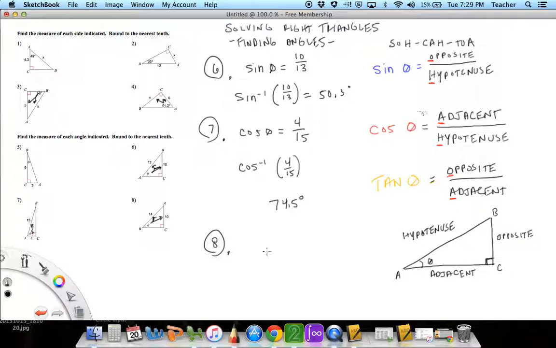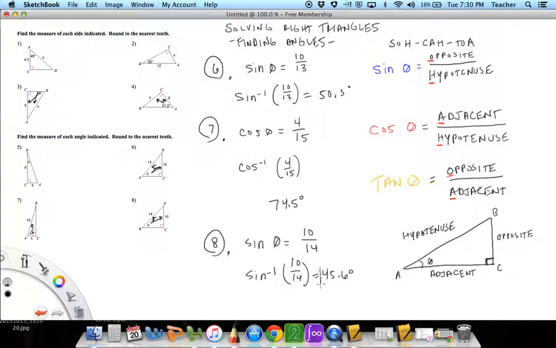And then finally, number 8 is opposite over hypotenuse. Opposite over hypotenuse is sine, so I have sine theta equals opposite over hypotenuse, which is 10 over 14. I take both sides times the arc sine, and I get arc sine of 10 over 14, and you get 45.6 degrees.